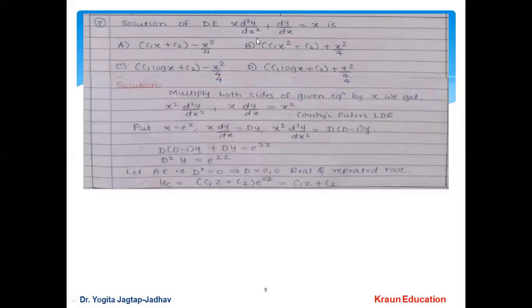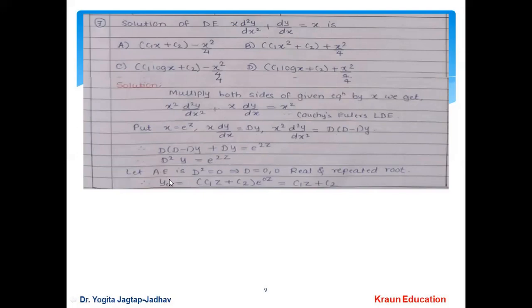Now, as we observe, when I multiply both sides by x, it reduces to the Cauchy's or Euler's homogeneous differential equation. Therefore, what is your first step? Multiplying both sides of the given equation by x. We get this kind of equation. This is now in the standard form of Cauchy's or Euler's homogeneous linear differential equation, where we have to put x equal to e raised to z, and therefore x into dy by dx equal to Dy, and x square d square y by dx square becomes D into D minus 1 operating on y. Using this substitution, we have the differential equation D square y equal to e raised to 2z.